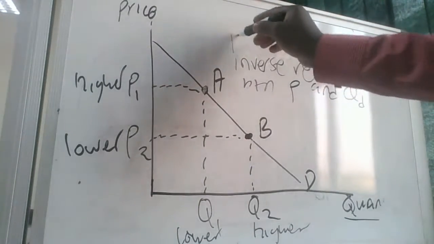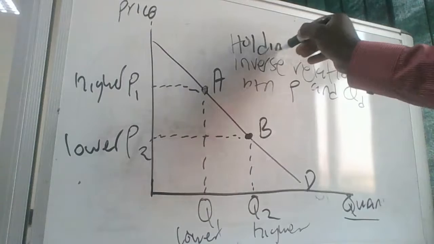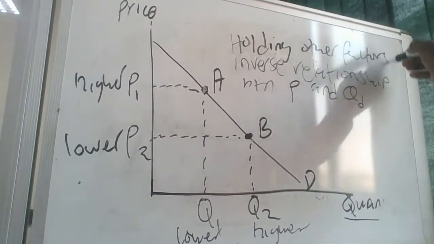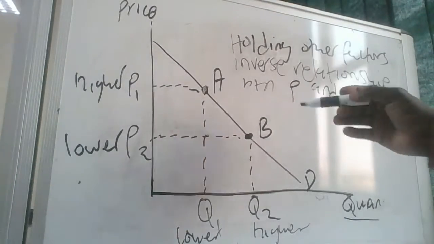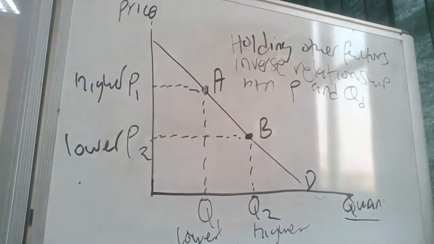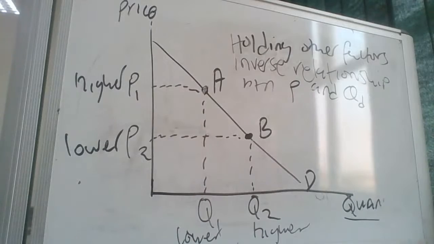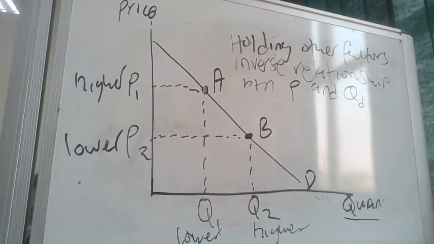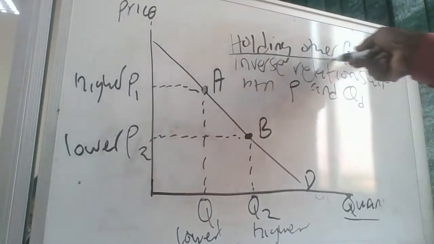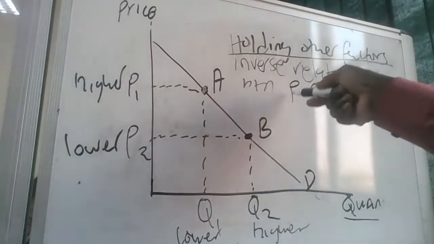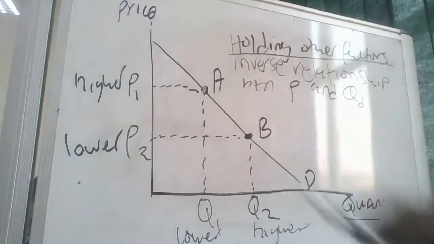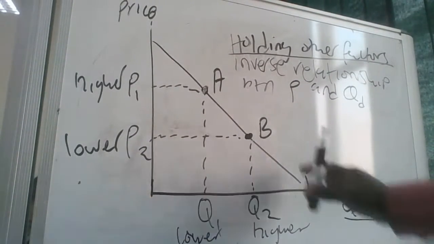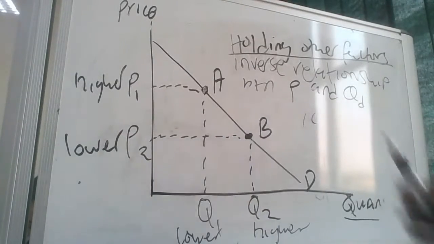says that holding other factors constant, the higher the price, the lower the quantity demanded. And the lower the price, the higher the quantity demanded. Now, we are holding other factors constant because price is not the only factor that affects the demand of an item. There are other factors such as the income of the consumer.